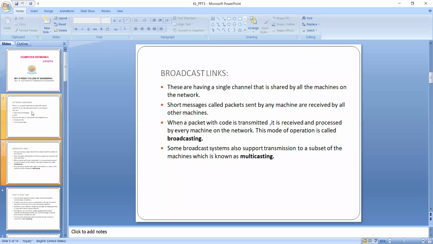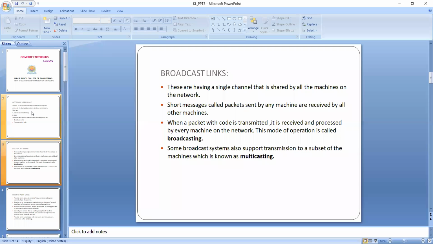So when the packet is received by the remaining machines in the network, they receive it and process it, every machine. Because here in the address field, the intended receiving machine receives the information in the form of a code. So after receiving the packet, all the remaining machines work on it and process it. This mode of operation is called broadcasting.